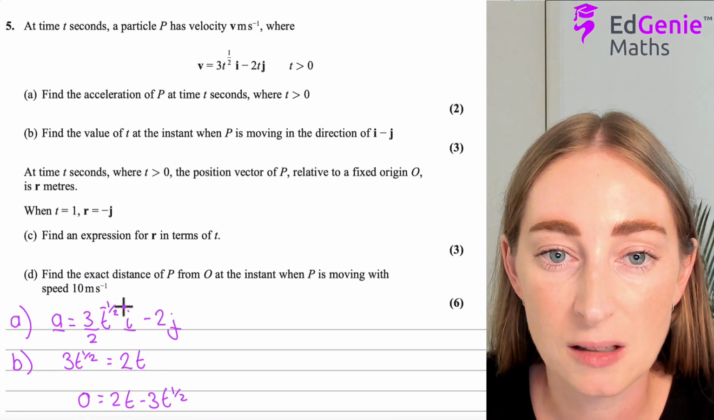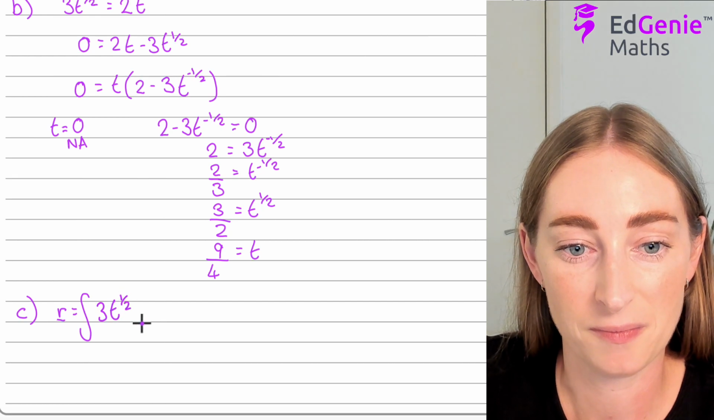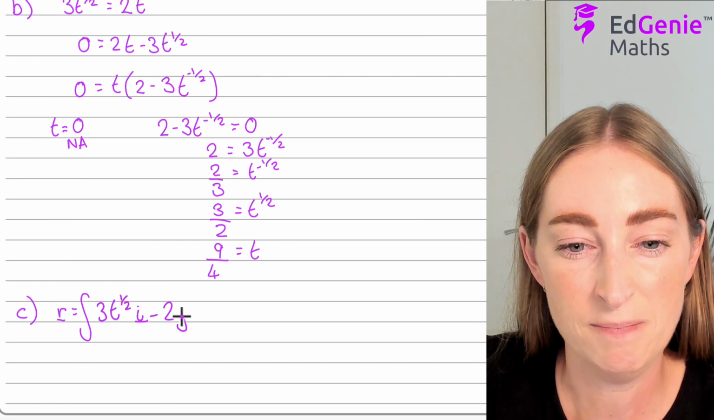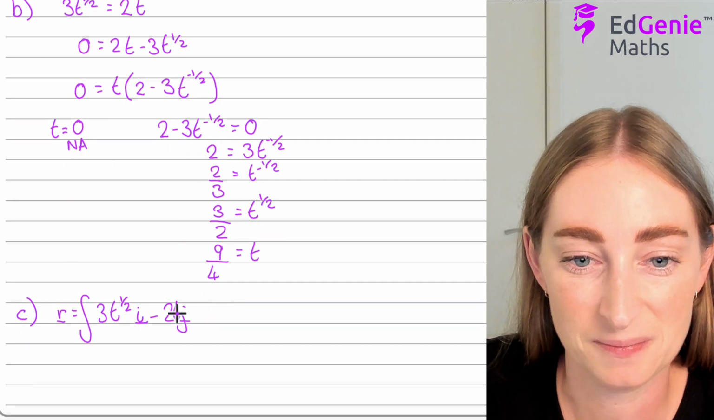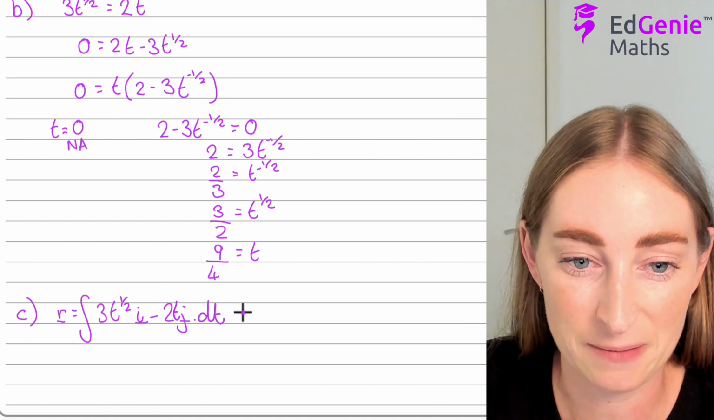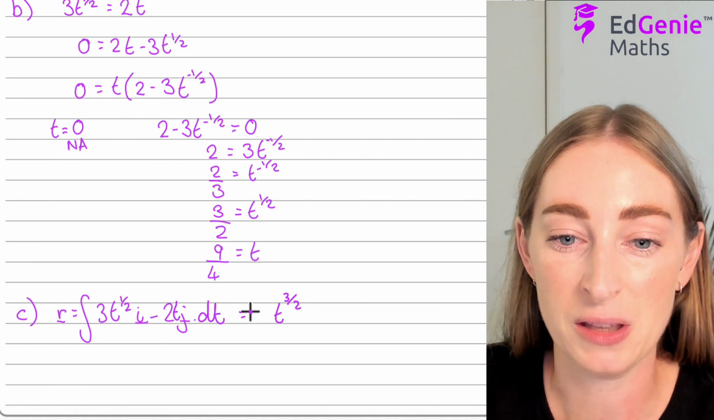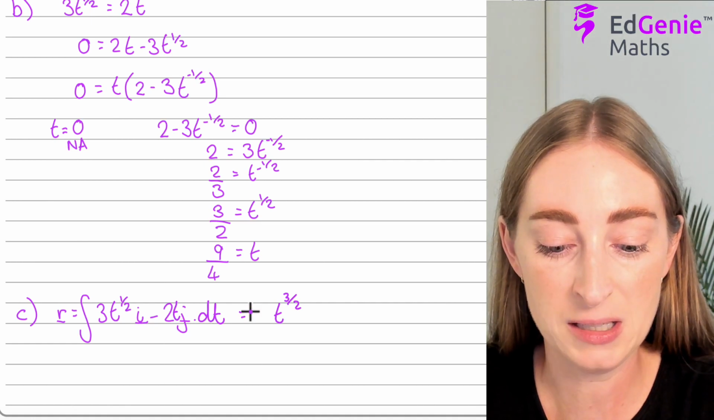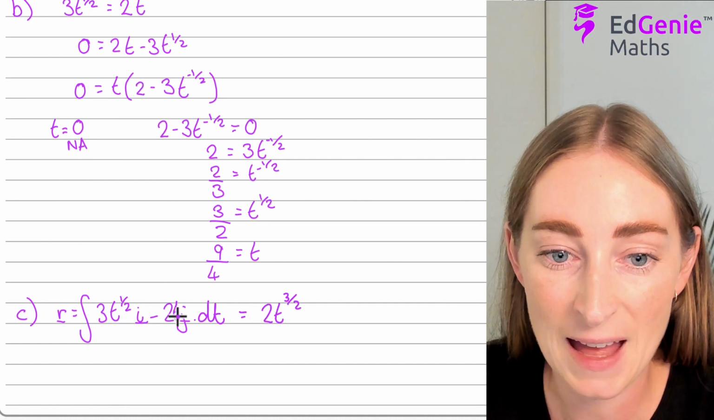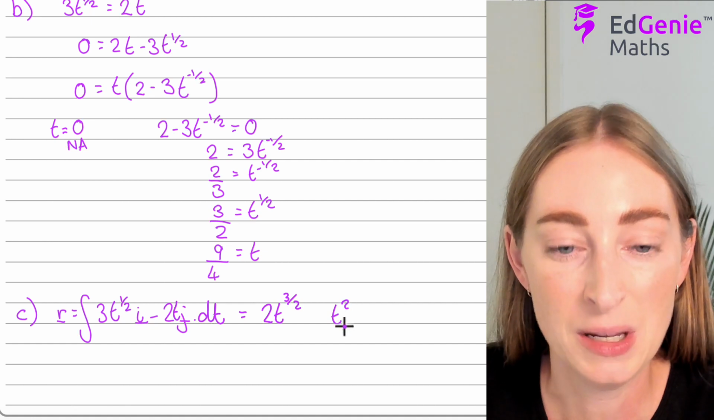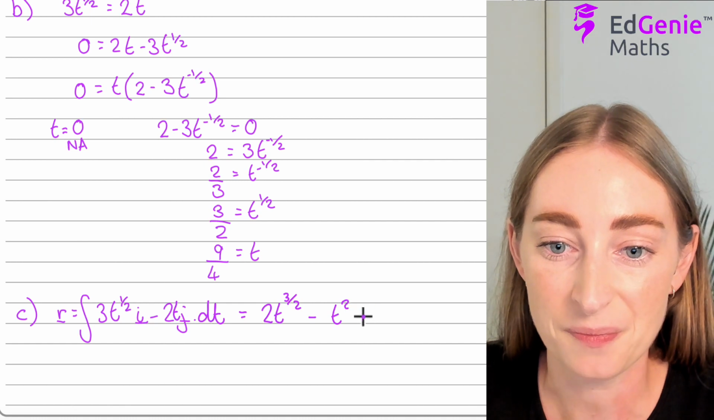And what was it? So it's 3t to the power of a half minus, was it 2j or 2tj? 2tj. And that's with respect to t. So add 1 to the power and divide by the new power. So 3 divided by 3 over 2 is going to give us 2. Here, add 1 to the power, so it's t to the power of 2, divide it by the new power, so minus 2 divided by 2 is minus 1.